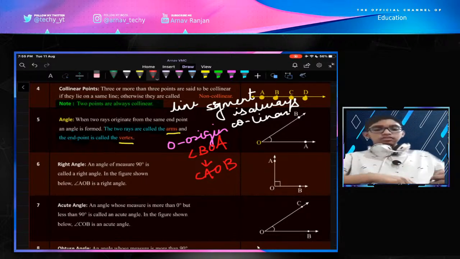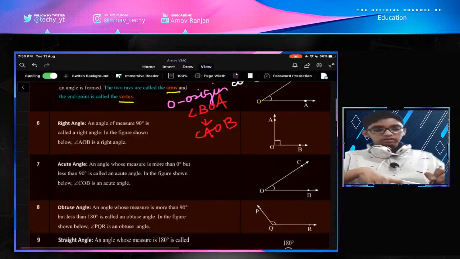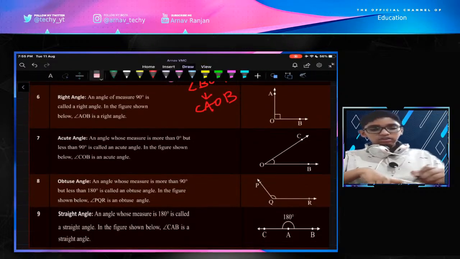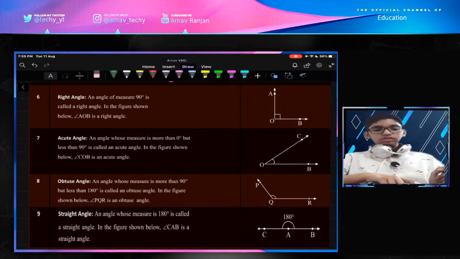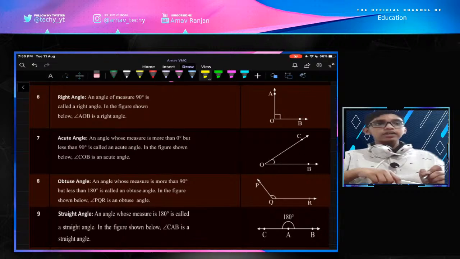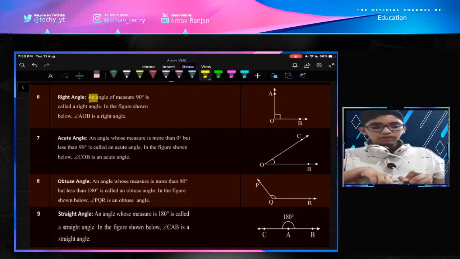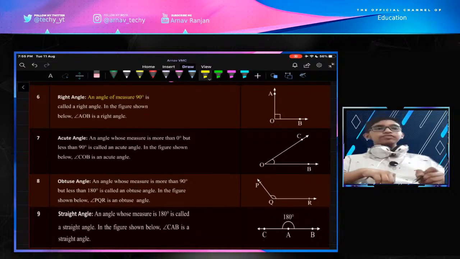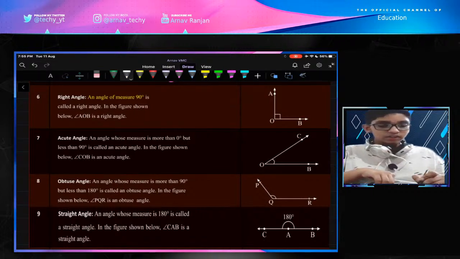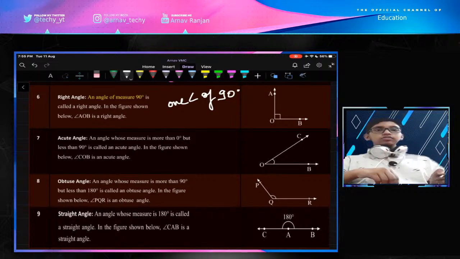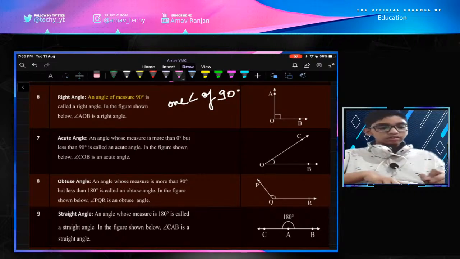Okay, next we will talk about the right angle. The angle which has a measure of 90 degrees. There is only one angle of 90 degrees in the right angle.